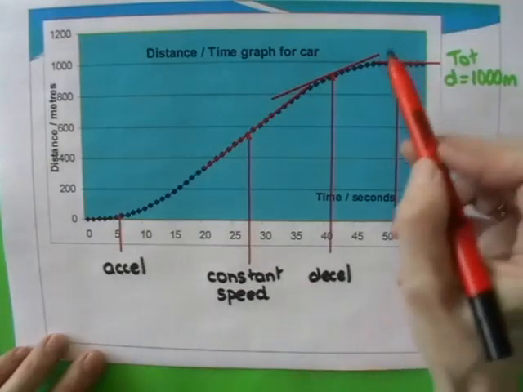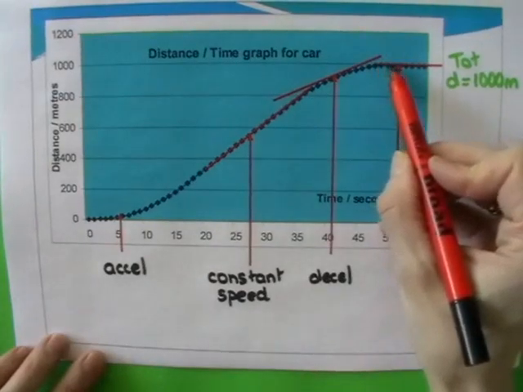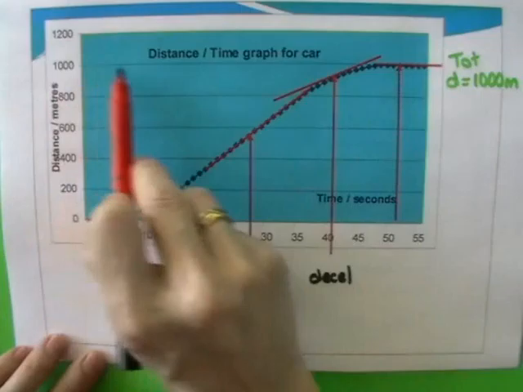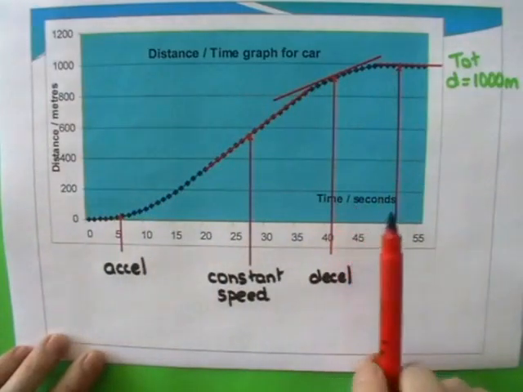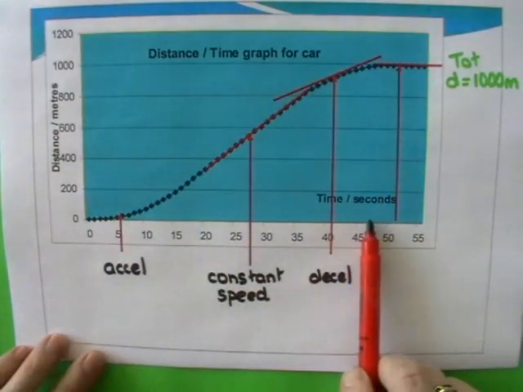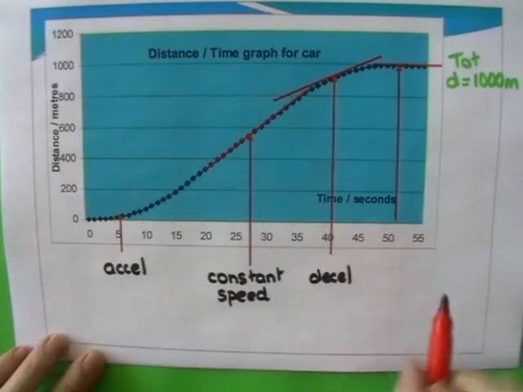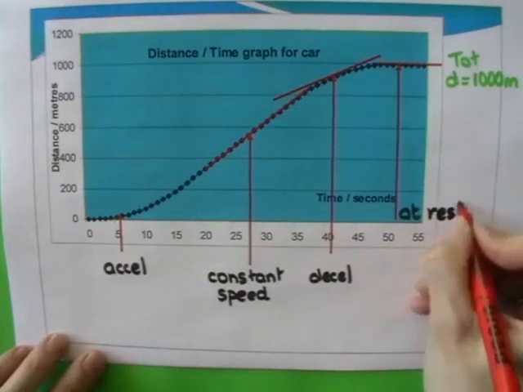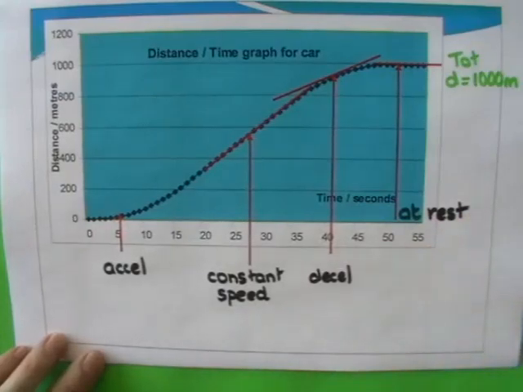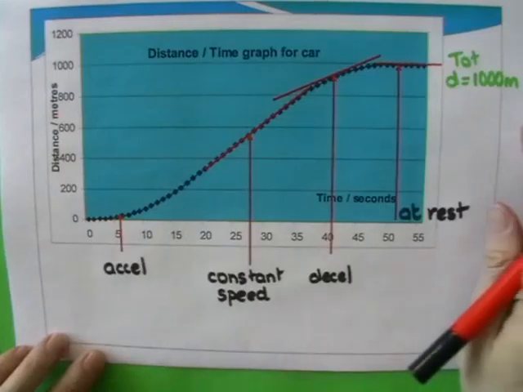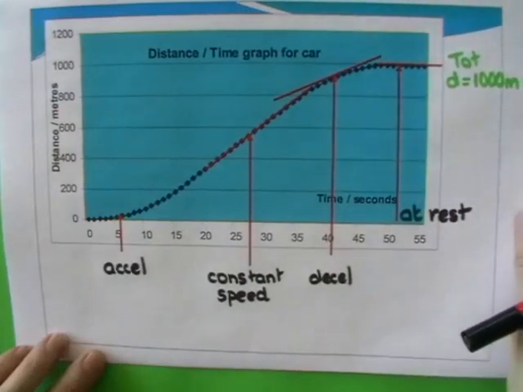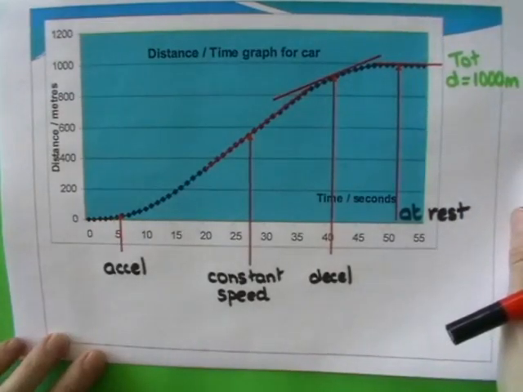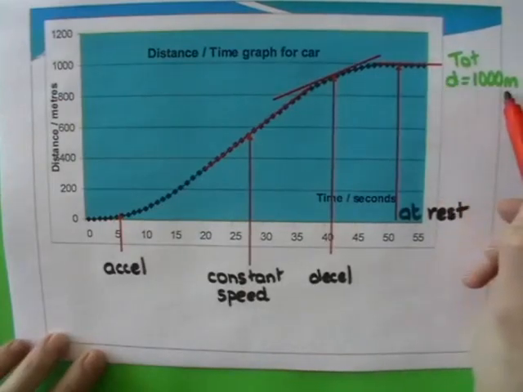And in the last part of the graph, you can see there that it's completely flat. That means it hasn't travelled any further distance as it went on from, say, about 47 seconds there. As time went on, no further distance. So in this part of the graph, the car is at rest. So the total distance travelled there is 1,000 metres. And if you were asked to calculate the speed of the car, or the average speed of the car, you would take the total distance and divide it by the total time to get your answer.